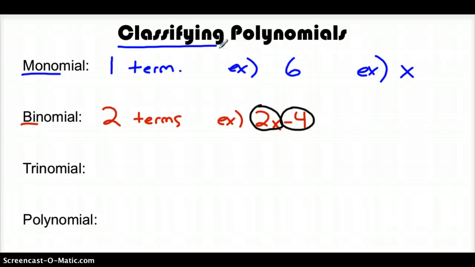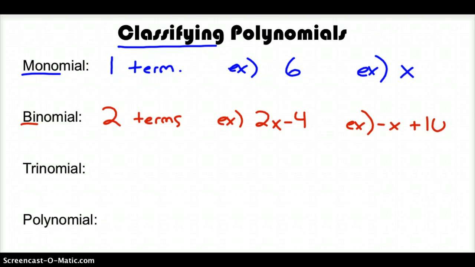I'm just going to go ahead and erase those again. I just want you to see what I mean. Maybe another example of a binomial would be something like negative x plus 10. That would definitely be considered a binomial, again, because there are 2 terms.